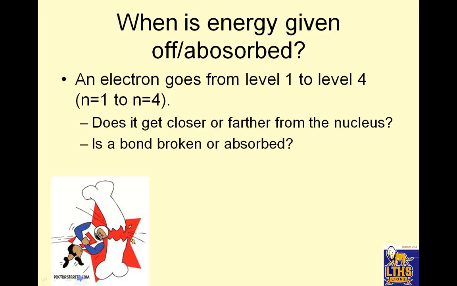When is energy given off or absorbed? An electron goes from level 1 to level 4. Notice from 1 to 4, here's the attractive nucleus. If it's going from 1 out to 4, it's breaking a bond. So it gets farther from the nucleus and a bond is broken. Breaking absorbs energy.